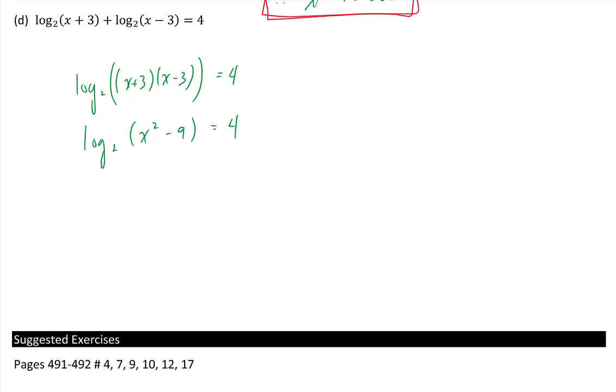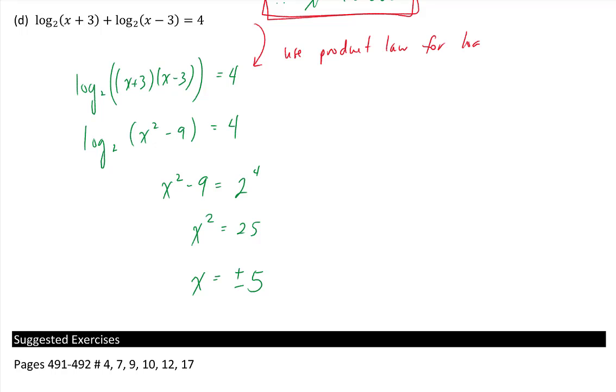Next, I would change this to an exponent. We get that x squared minus 9 is equal to 2 to the exponent of 4. 2 to the exponent of 4 is 16, plus the 9 gives that x squared is equal to 25, and therefore x is equal to plus or minus 5. So again, our steps. The first step was to use our product rule. Then we expanded the expression. Next, convert to an exponent. And then solve for x.